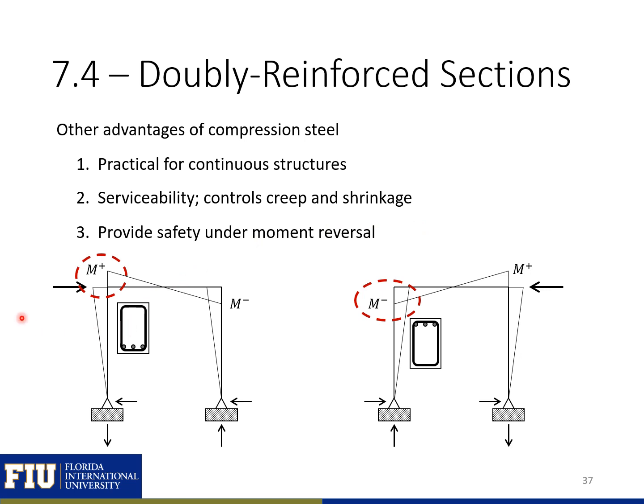And in this case, maybe this would be an expected moment reversal, but in some cases, you can have unexpected moment reversals. So providing the compression steel can help against those unexpected moment reversals that may happen.